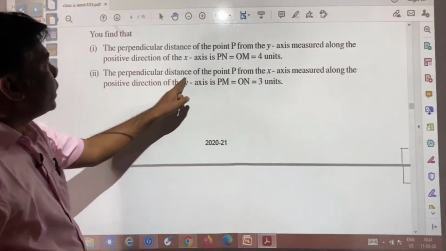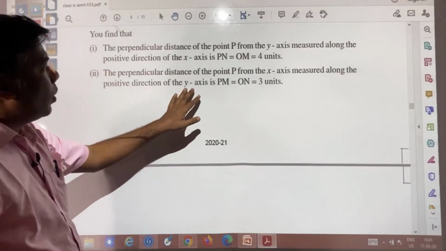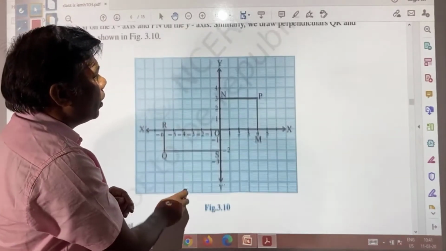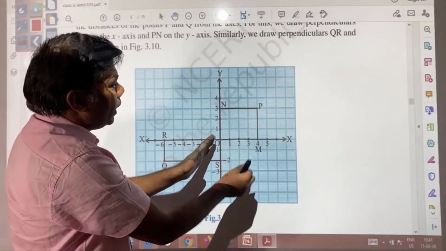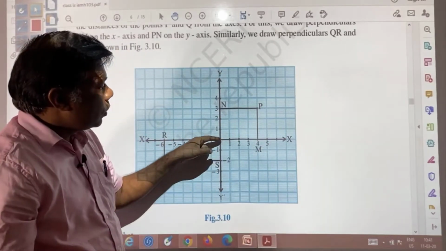The perpendicular distance of the point P from the x-axis, measured along the positive direction of the y-axis, is PM, which is equal to ON. Here you see this. We have seen the distance from the y-axis. Now you see the distance from the x-axis. So how far is it?